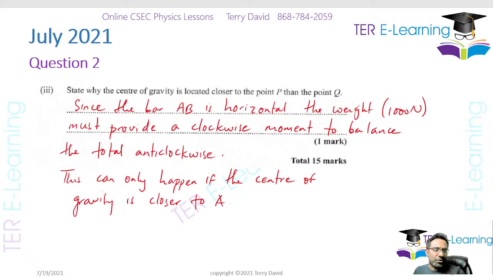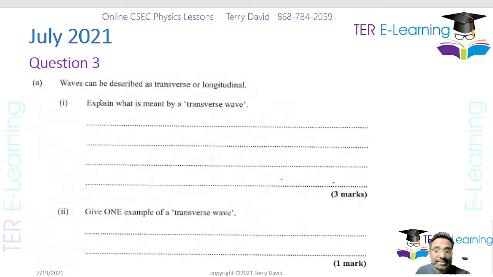So I saw somebody said the mass is concentrated closer to P. That seems like an obvious answer, right? And it's 1 mark for this, so anything you say that makes sense, chances are they'll give you the mark anyway. All right, so moving on, because I'm trying to cover the whole paper. That's the whole question 2. Now this next one, question 3, the third question: explain what is meant by a transverse wave.